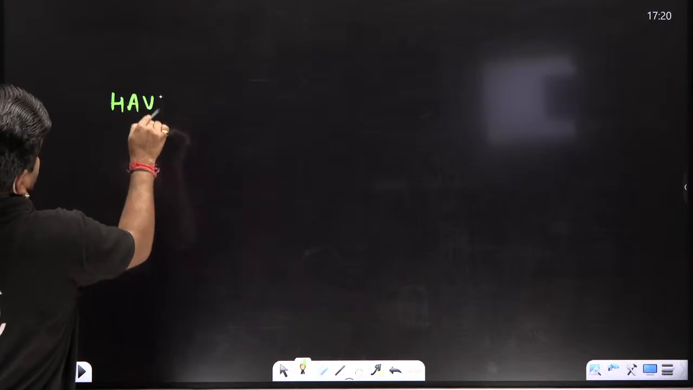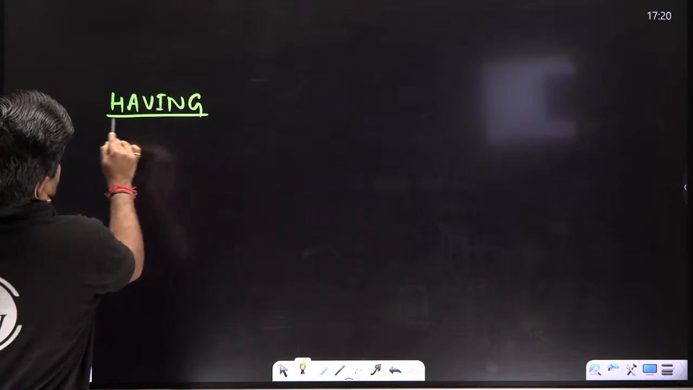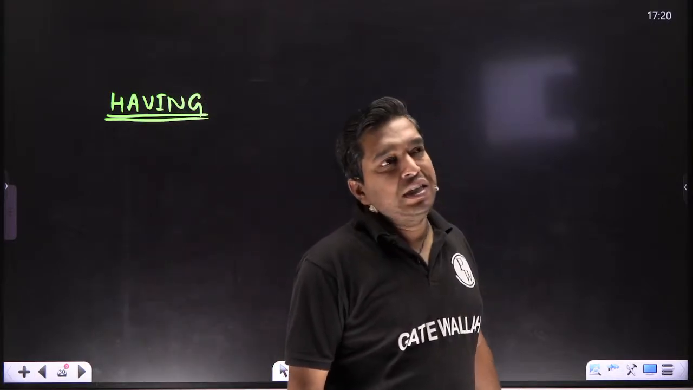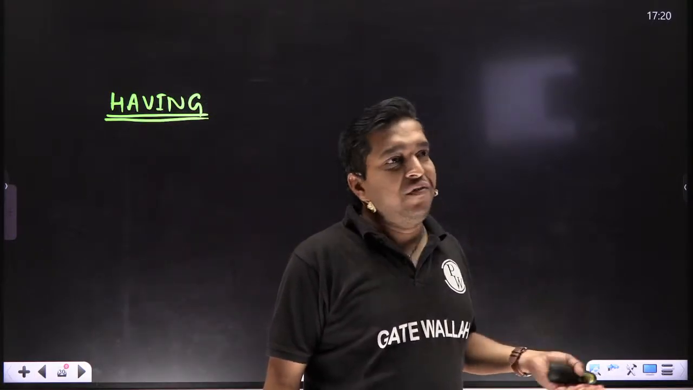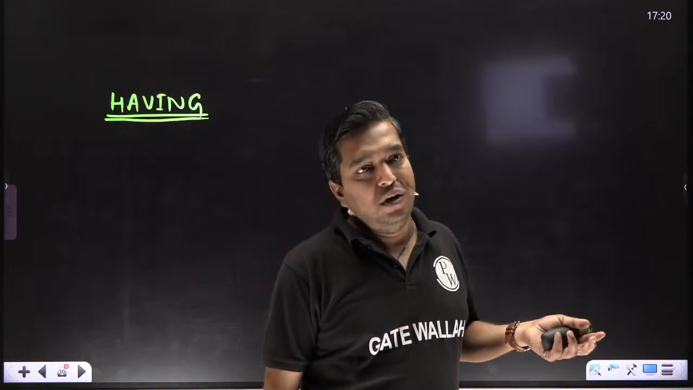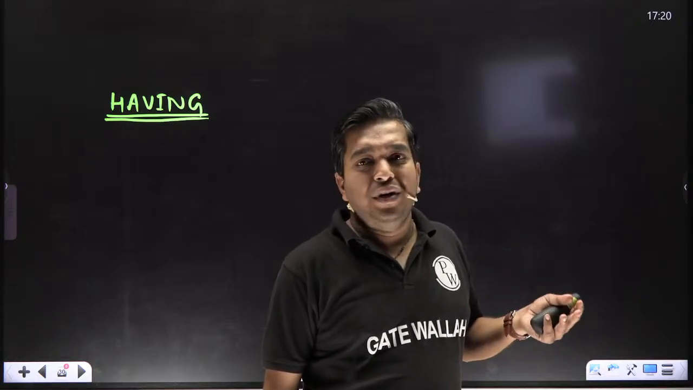In the HAVING clause, there are lots of doubts in the students' minds. Is the HAVING clause always preceded by the GROUP BY clause or not? Can we use HAVING without GROUP BY? According to the SQL standard, it is not allowed. That is, from a GATE point of view, it is not allowed.